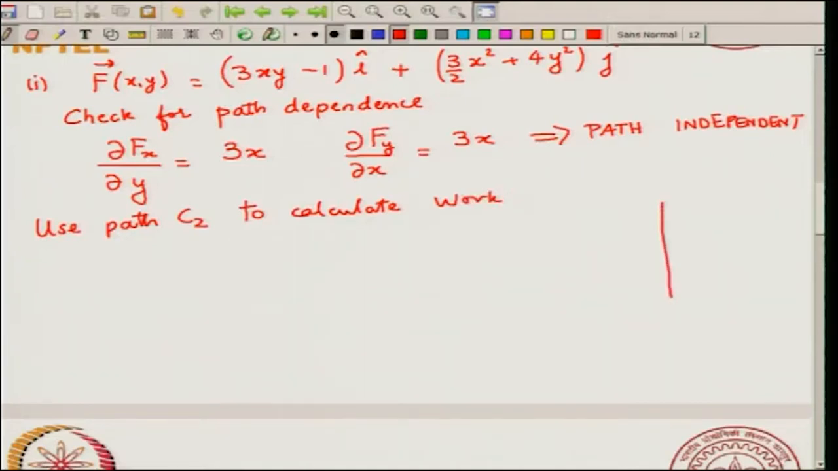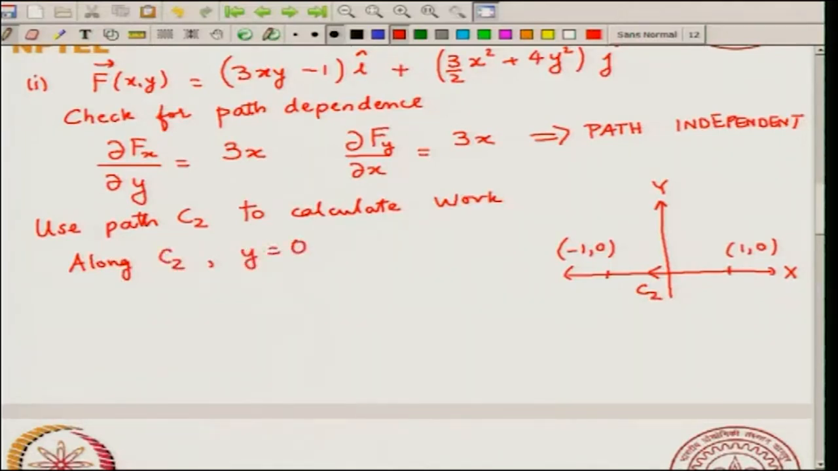So once again, let's remind ourselves, you have x and y, and you have this point 1, 0, and you have this point here minus 1, 0, and the path C2 goes along the x axis this way. So along C2, y equal to 0.